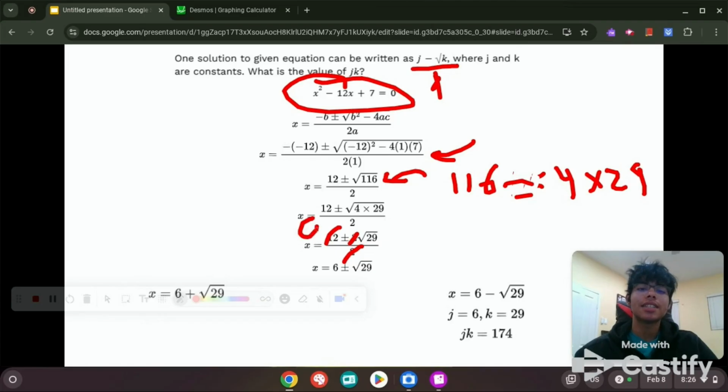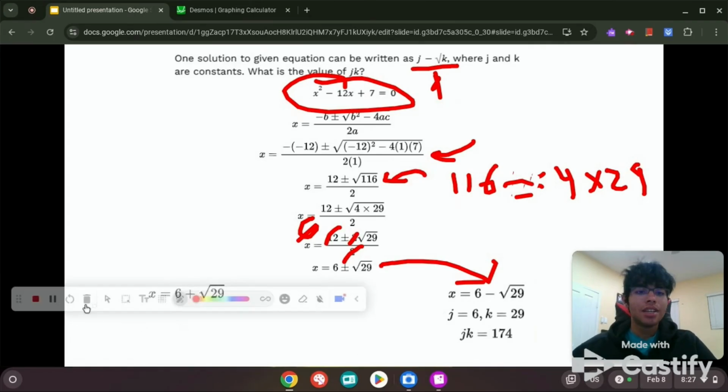So you get 6, and then 1, and then just the square root of 29, and then nothing in the bottom. So you get x is equal to 6 plus minus the square root of 29. It doesn't really matter here, but because it is asking for the one where you have a minus sign, x is equal to 6 minus the square root of 29. So you get that j is equal to 6, k is equal to 29, which means that j times k would just be 6 times 29, which is 174.